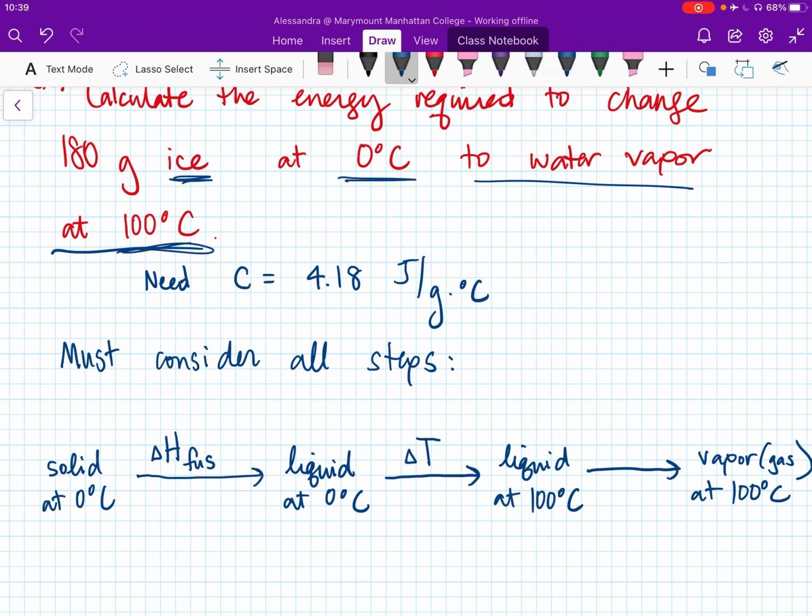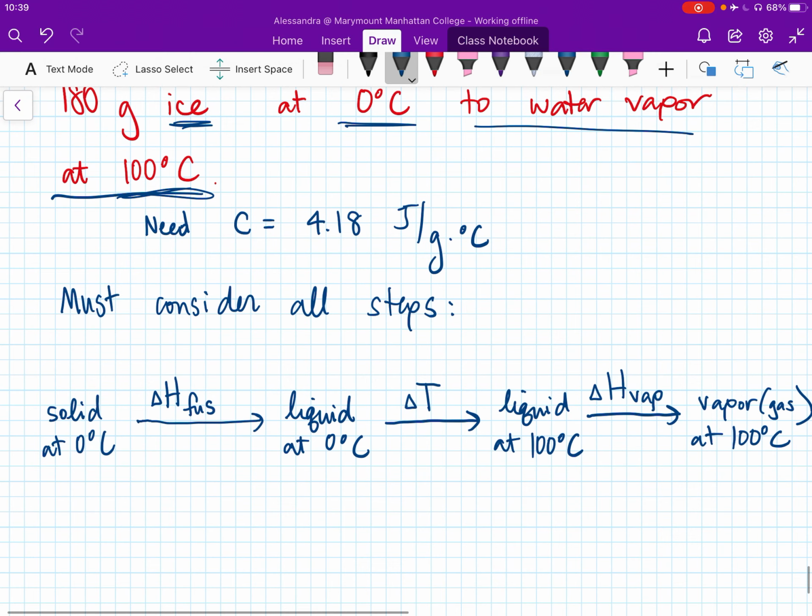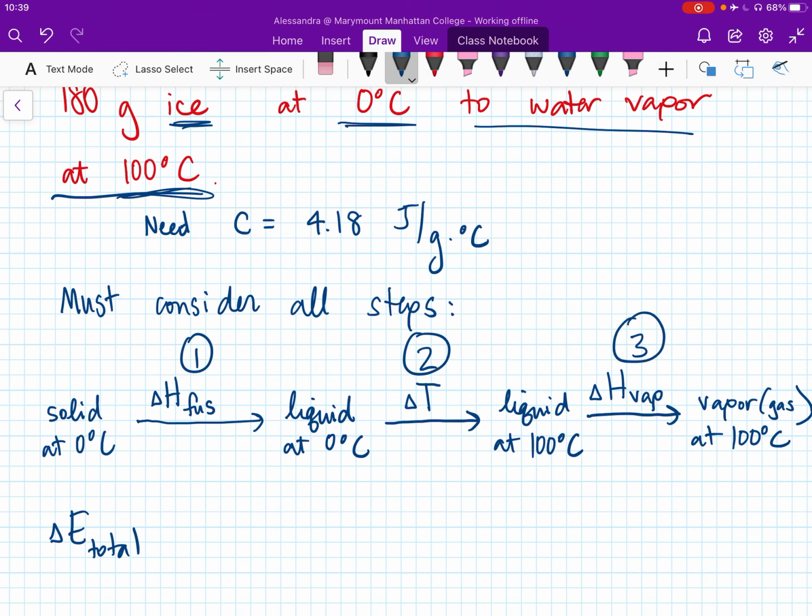Now, the phase transition from liquid to gas, from liquid to vapor, is going to involve the molar heat of vaporization. So what I want to do now is figure out the energy required for each step, because the total change in energy, I'm going to call this step 1, step 2, and step 3. The total change in energy is going to be equal to the change for step 1 plus the change for step 2 plus the change for step 3. This is kind of a Hess's law thing, right? We can add these changes together to get the total energy change for the process.